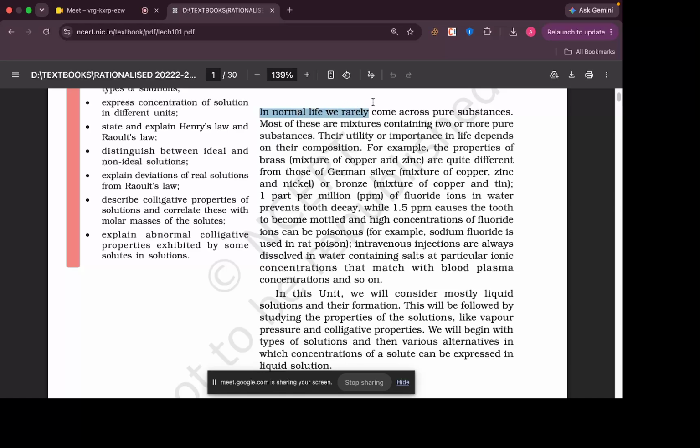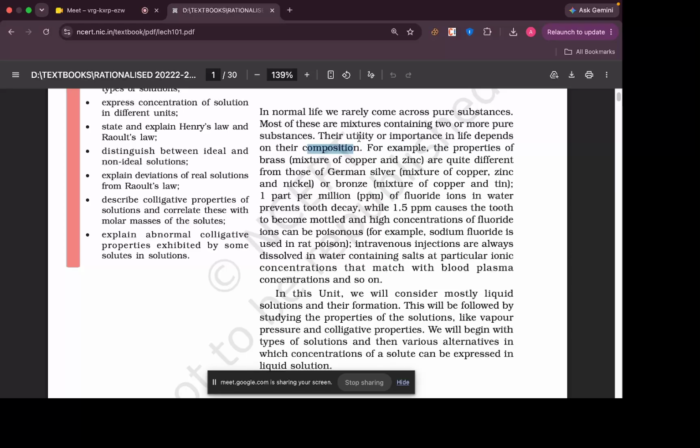In normal life, we rarely come across pure substances. Most of these are mixtures containing two or more pure substances. So here, you have to stop at this point. Mixture is what? Which contains two or more pure substances. So if you add up two pure substances, then you will get a mixture. Here it is telling the definition of the mixture. First point.